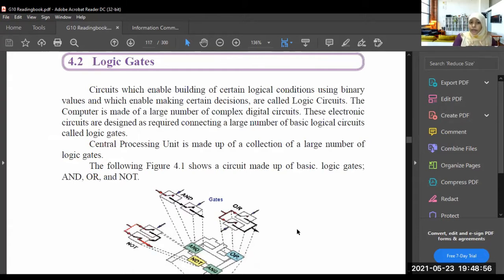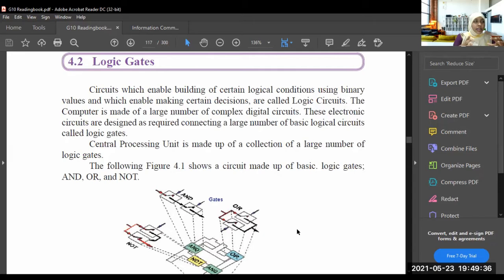Circuits which enable building certain logic conditions using binary values, and which enable making certain decisions, are called logic circuits, right? So logic circuits are some circuits, okay? You know circuit boards, no? If you open any digital device, there is a board, right? That board is a circuit. If you see that board, you can see some things on it, but it is not understandable for us because we didn't learn all these things. But it is a circuit, right?